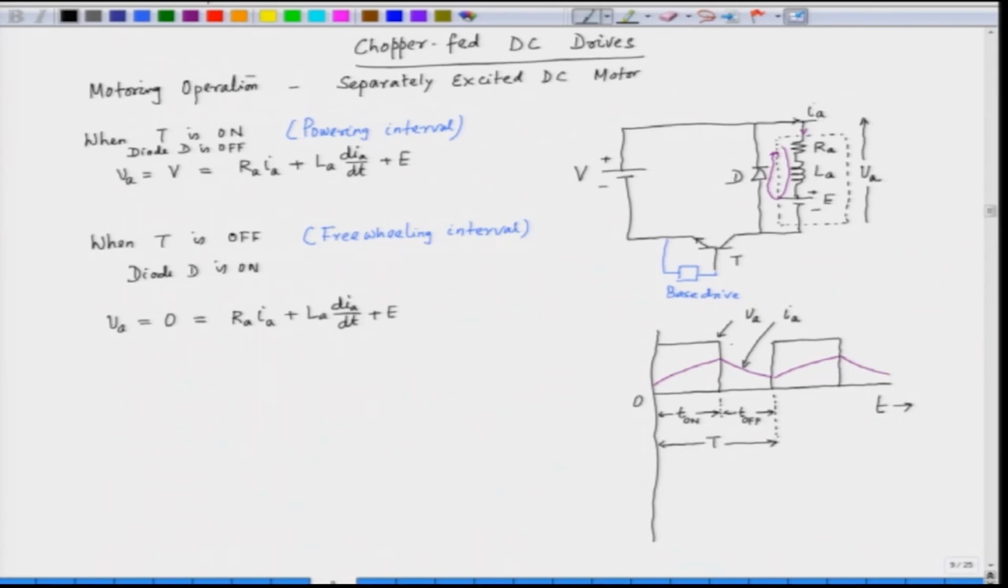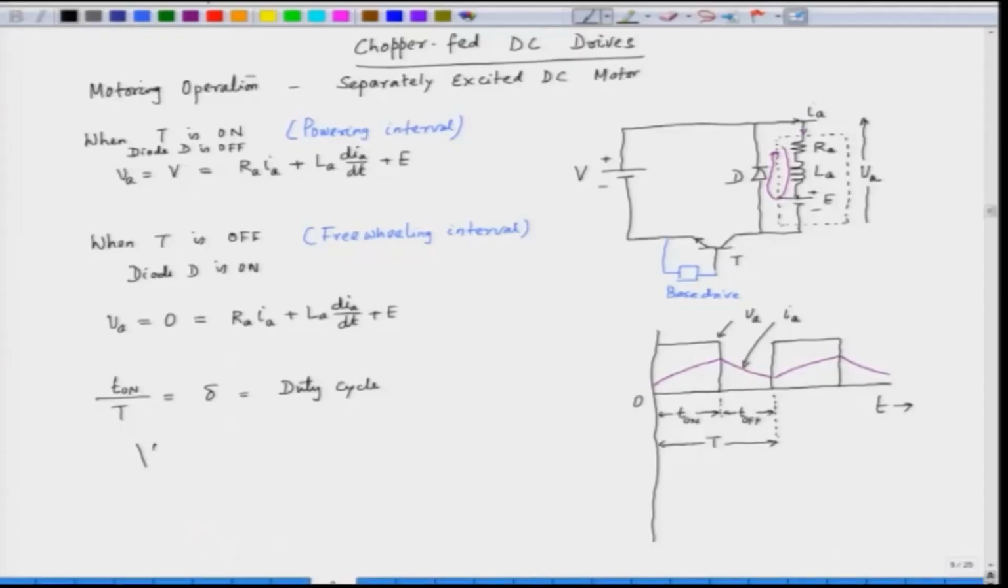So, this is how the chopper operates here, and we can define T on by capital T as the duty cycle. Now, what we are plotting here is the armature voltage and armature current. In case of a DC machine, we are interested to draw the torque speed characteristic. So, we have to find out the average armature voltage and the average armature current.